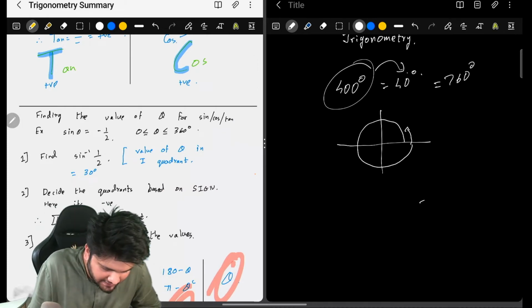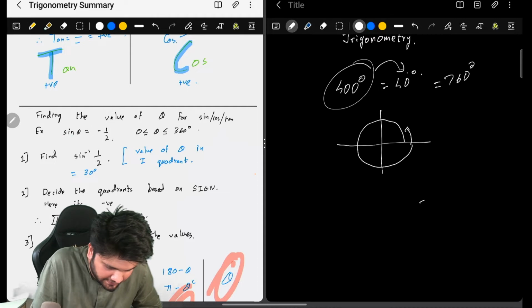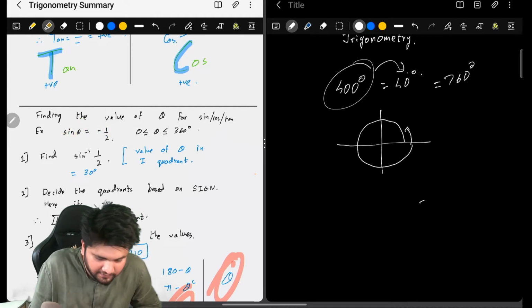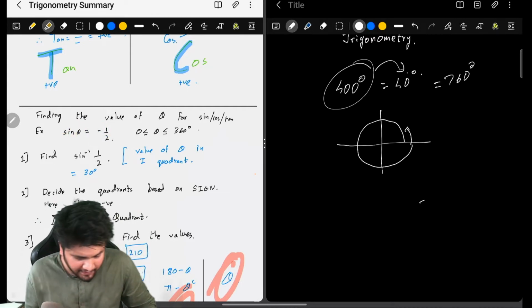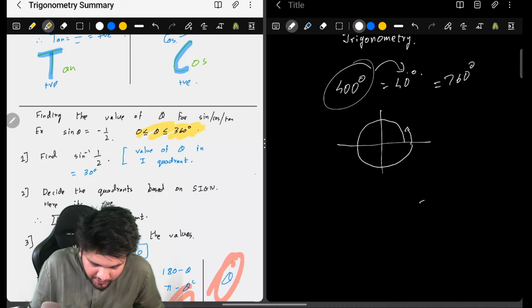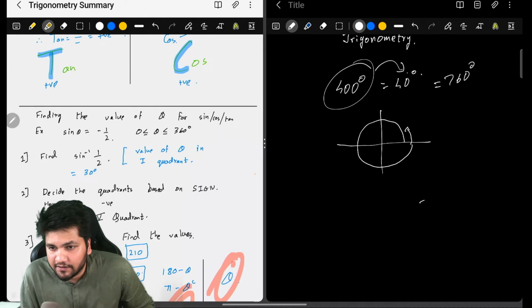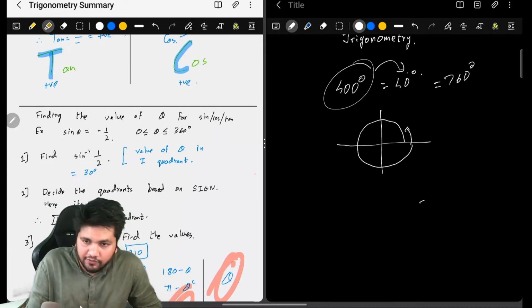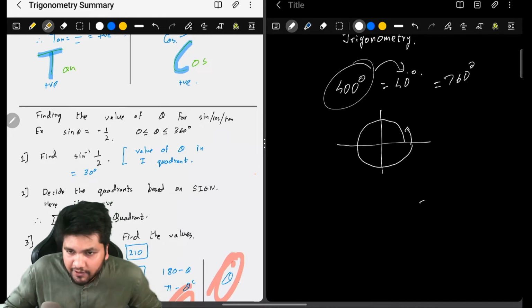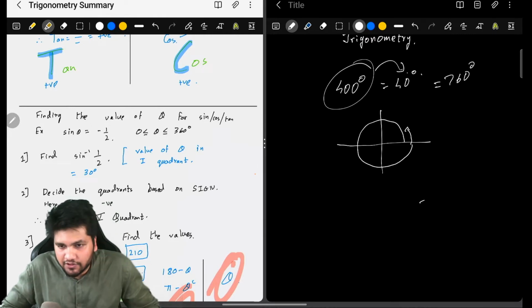Now for finding the value of theta for sine, cos and tan, it's a very simple thing. I've just taken an example: sine theta is equal to minus 1/2. Purposely I've taken a negative value, and the domain is between 0 and 360 degrees. The range of theta is from 0 to 360 degrees. Now what we are going to do is find sine inverse of 1/2 first, that is the value of theta in the first quadrant.